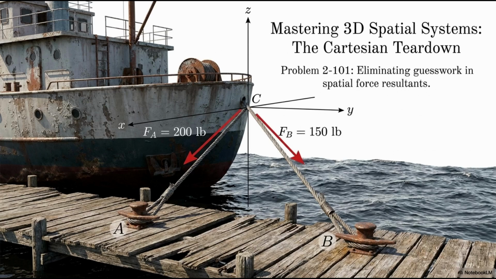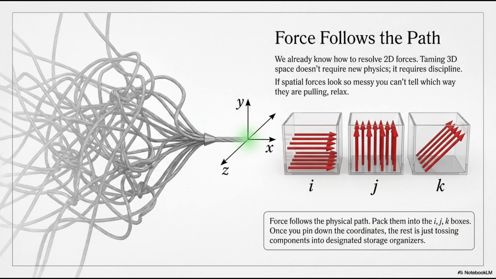2 cables holding down a multi-ton ship, 3 unknown directions, and 1 Cartesian system. If these spatial forces look so messy that you can't even tell which way they're pulling, relax. We are going to strip them down, wire by wire, and completely shut down these complex 3D structures. I'm your engineering muse today.